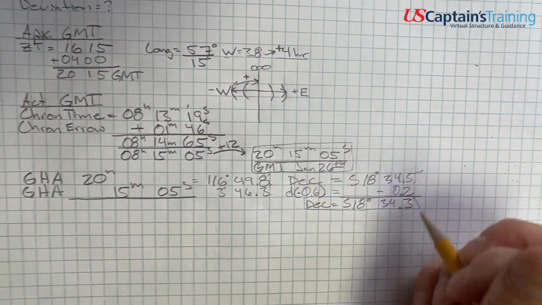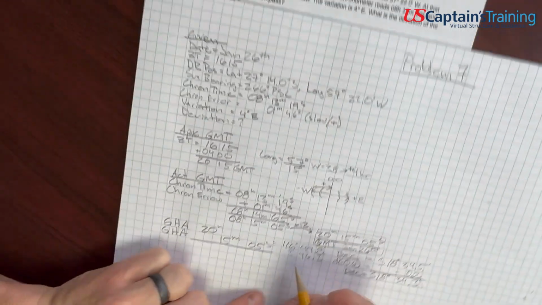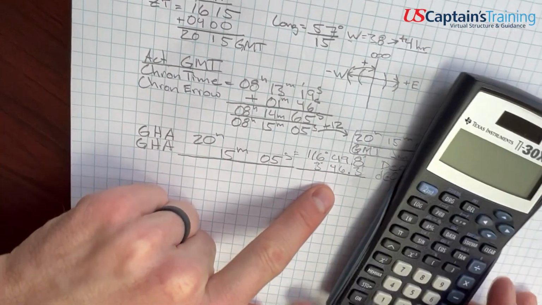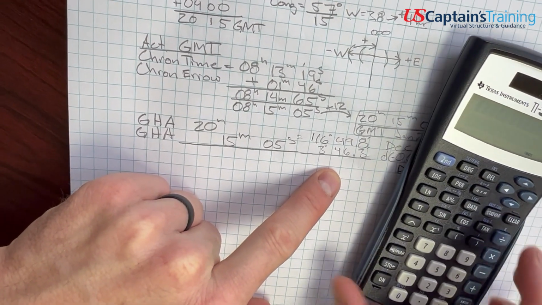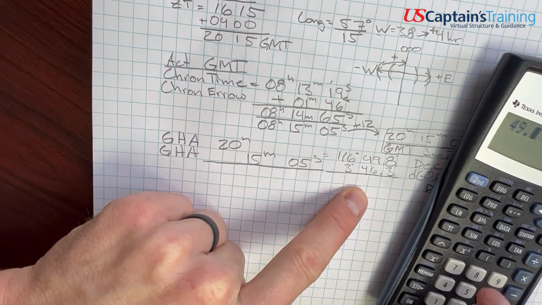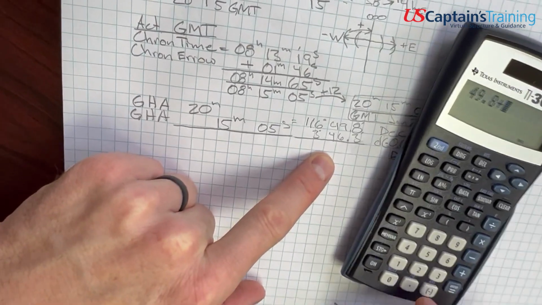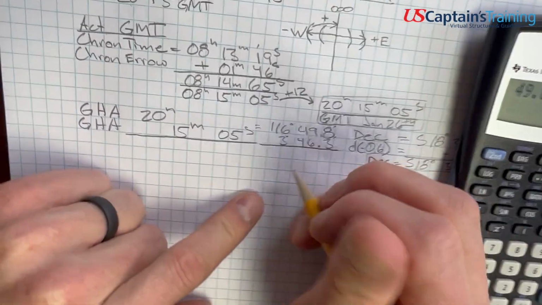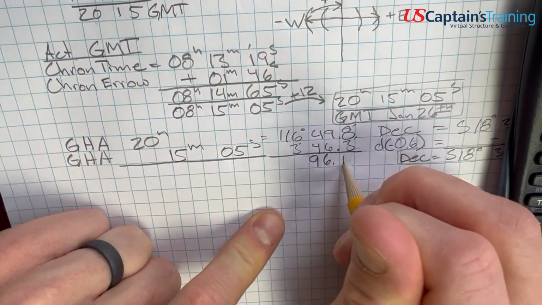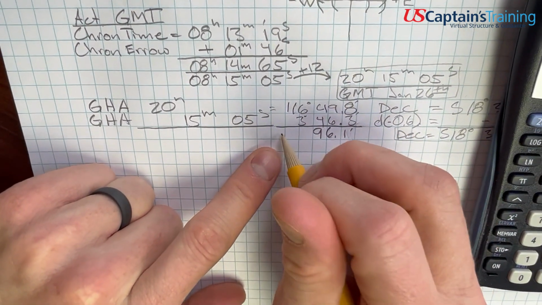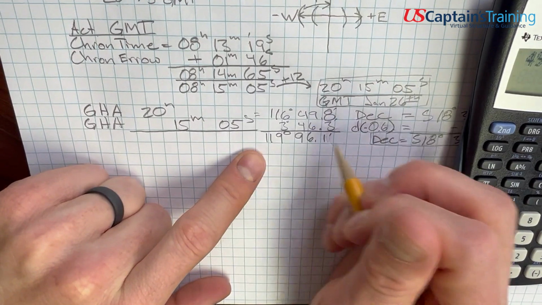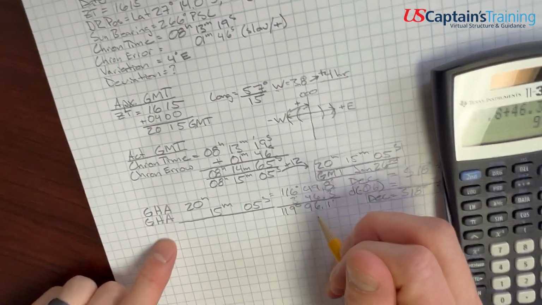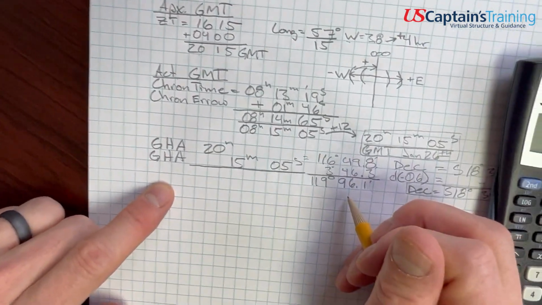And now we can crunch these numbers and get our total GHA, or the GHA of the sun, rather. So I'm just going to punch it in. 49.8 plus 46.3 equals 96.1, and then this is 119. So I'm just going to leave this for now. It looks a little bit odd. You don't usually see 96 minutes, but we need to get our longitude going here.